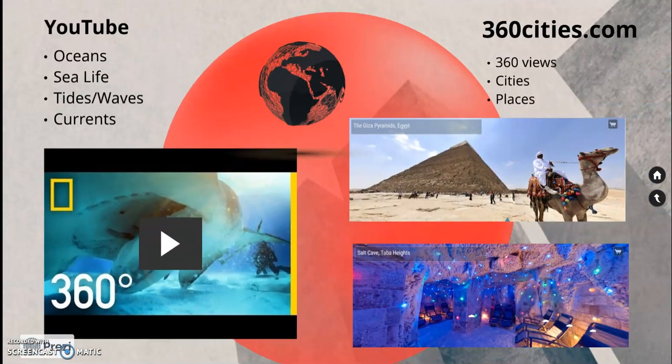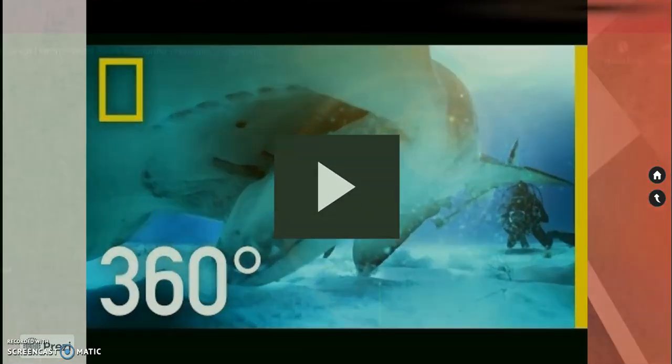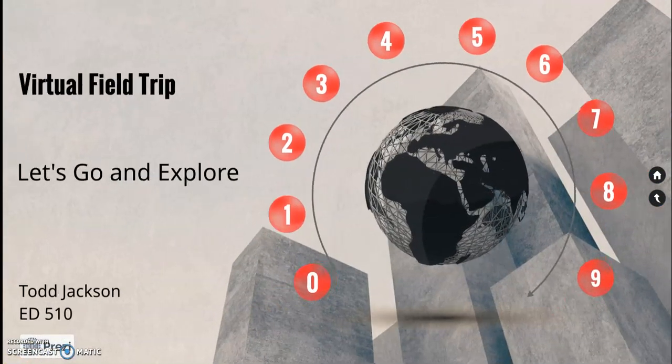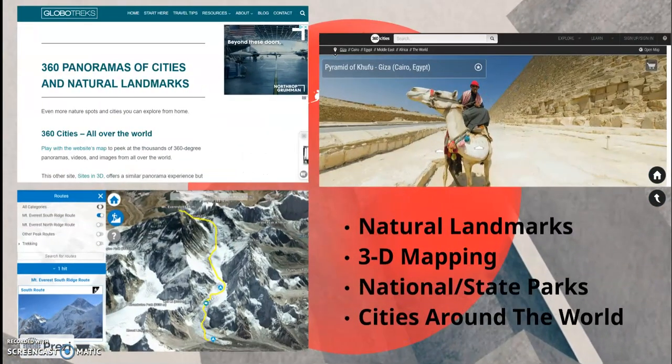We also can use 360cities.com, and this allows you to look at a picture of a city from a 360-degree view of the pyramids, the salt caves. Taking it even a step further, we can use some of the same sites so far and look at national landmarks. We can do 3D mapping. We can also look at national state parks and cities and states around the world.